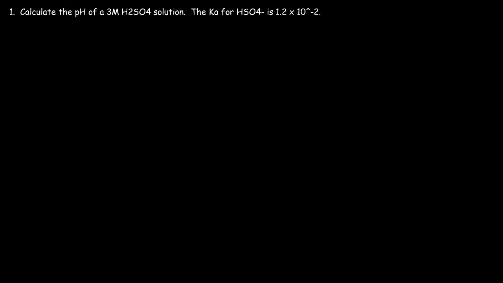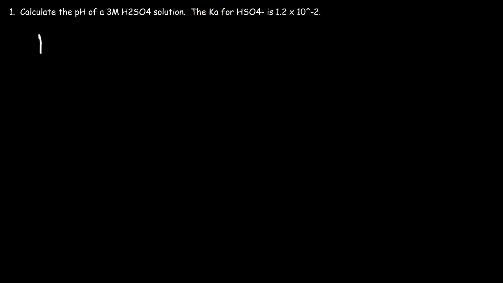In this lesson, we're going to focus on solving problems associated with polyprotic acids. So sulfuric acid is a polyprotic acid. Notice that it has two hydrogens per formula unit, so it's a diprotic acid. Now, how can we calculate the pH of H2SO4 if the concentration of it is relatively large?